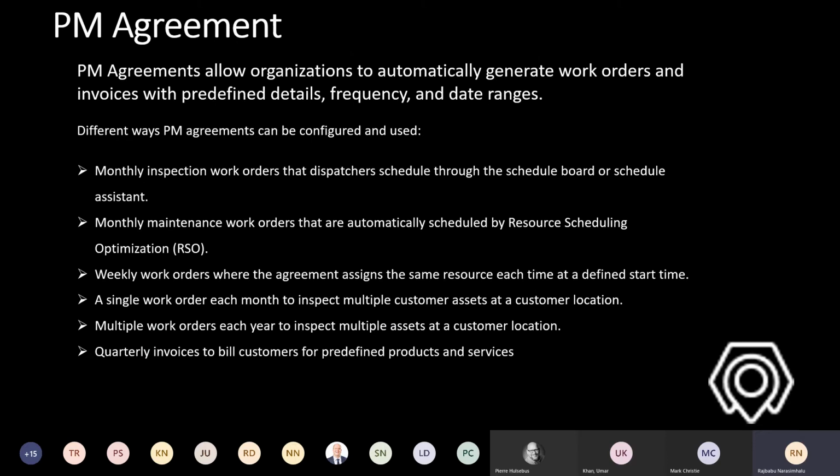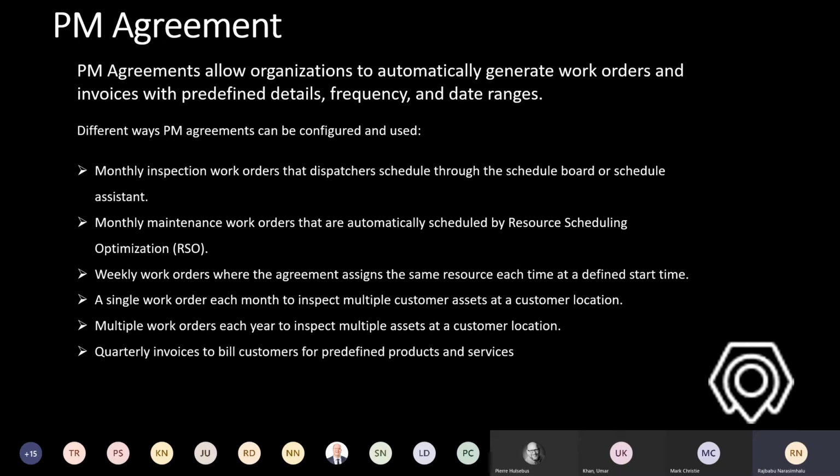Now, to set this up, we need to set up a preventive maintenance agreement in the system, to set up the work order schedule and other details. In D365, we'll be setting up a PM, preventative maintenance, agreement that allows the organization to automatically generate the work orders.